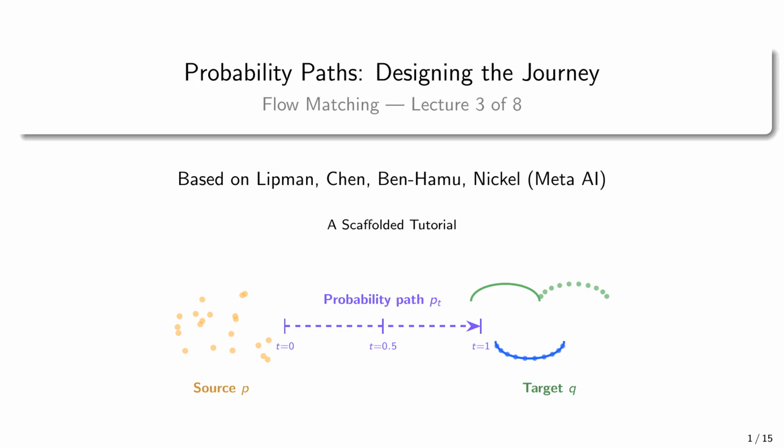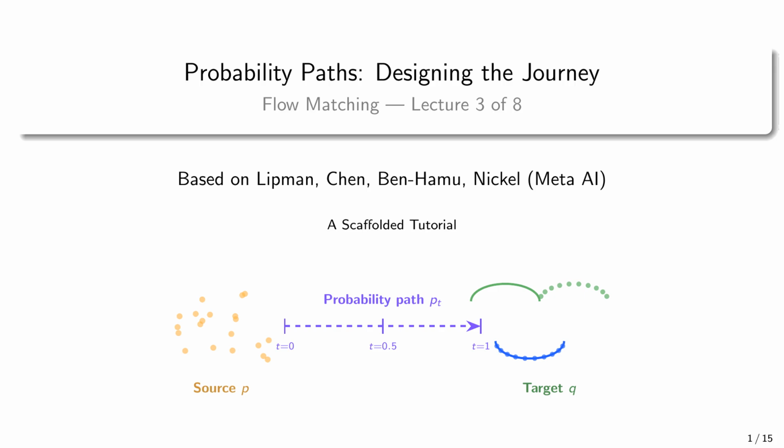Welcome to Lecture 3 of our flow matching course, Probability Paths, Designing the Journey. In Lecture 1, we built intuition about generative models using physical analogies, wind maps, moving sand, and our running example of transforming a Gaussian cloud into the two moons shape. In Lecture 2, we formalized that intuition with ODEs and neural ODEs.